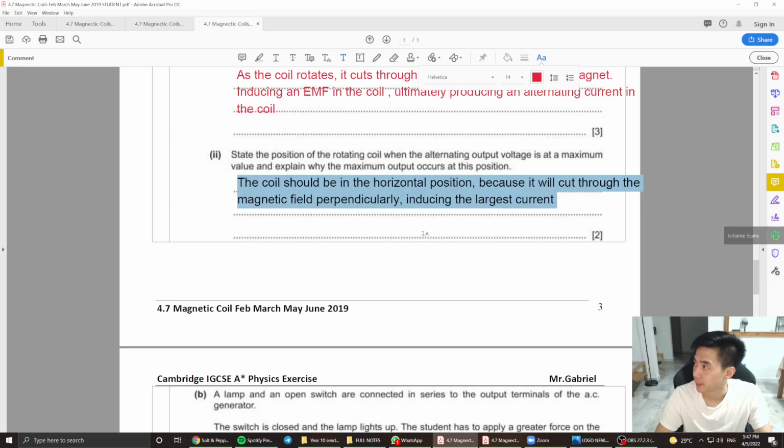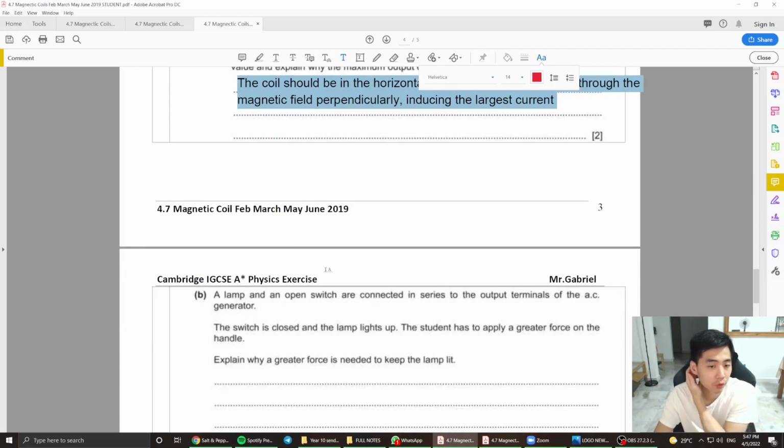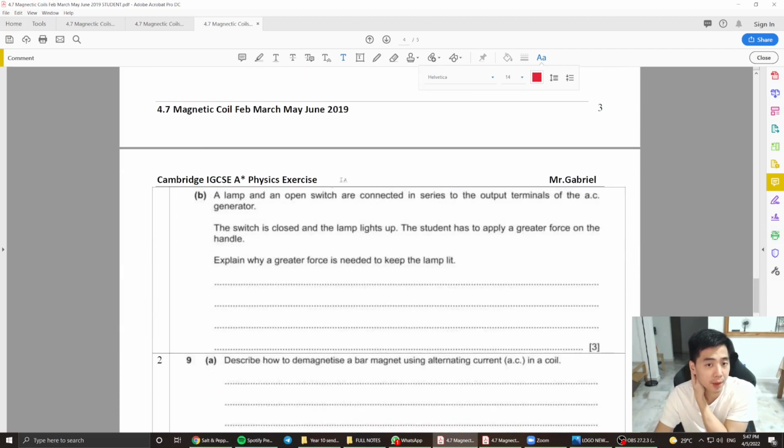Alright. Then after that, moving on to the next part here, a lamp and an open switch are connected in series to the output terminal of an AC generator. The switch is closed and the lamp lights up. The student has to apply a greater force on the handle. Explain why a greater force is needed to keep the lamp lit.